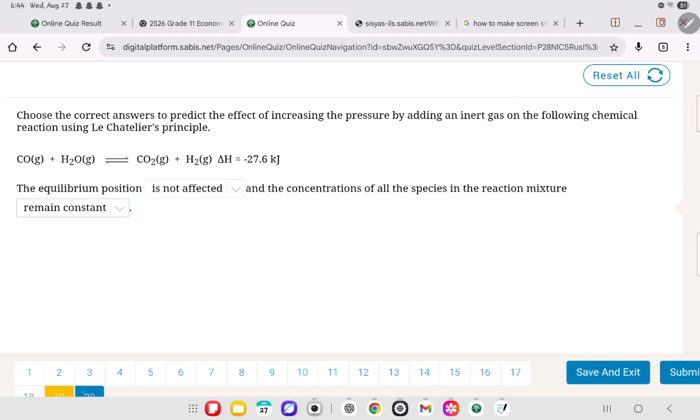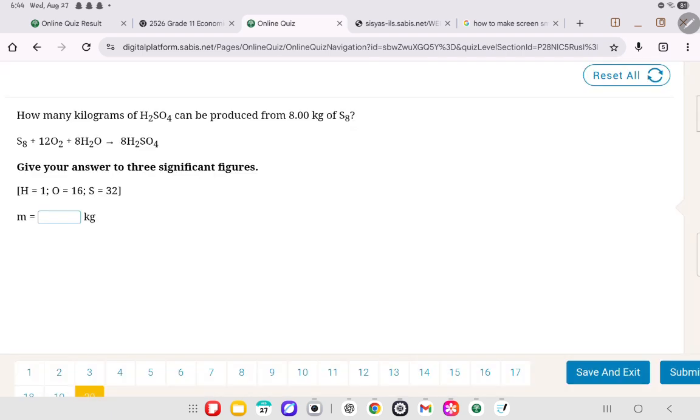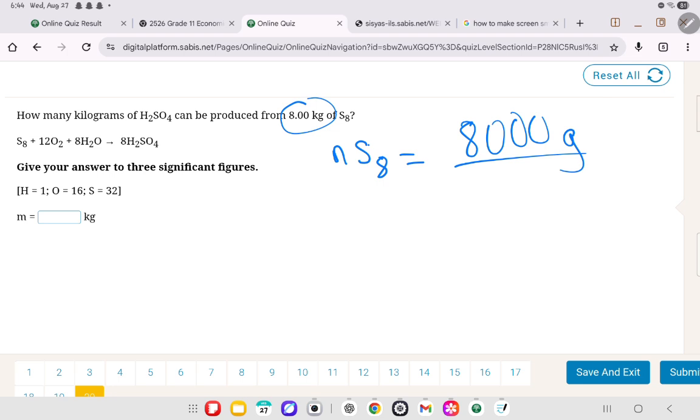Now, finally, the last question. How many kilograms of H2SO4 can be produced from 8 kilograms of S8? Okay, this is a very simple stoichiometric question. First thing we need to do is we need to find the number of moles of S8. How do we do that? We take the mass in grams always. So it's 8,000 grams, because it's 8 kg, divided by the molar mass.